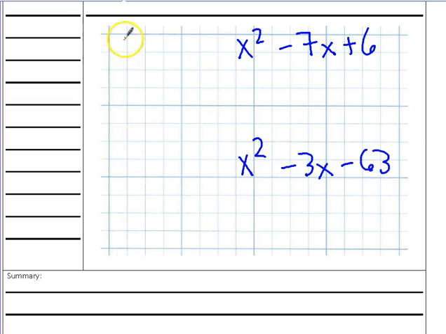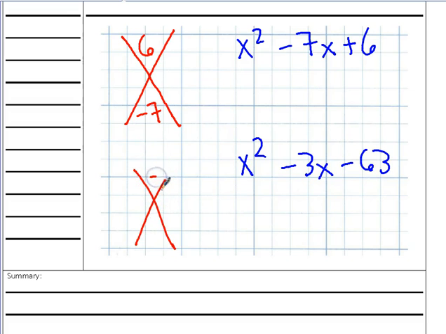Okay, so you should have just unpaused. I want two numbers that multiply to make 6 and add to make negative 7. That seems impossible because they add to a bigger number, but it's possible. And then two numbers that multiply to make negative 63 and add to make negative 3. That's kind of messy.